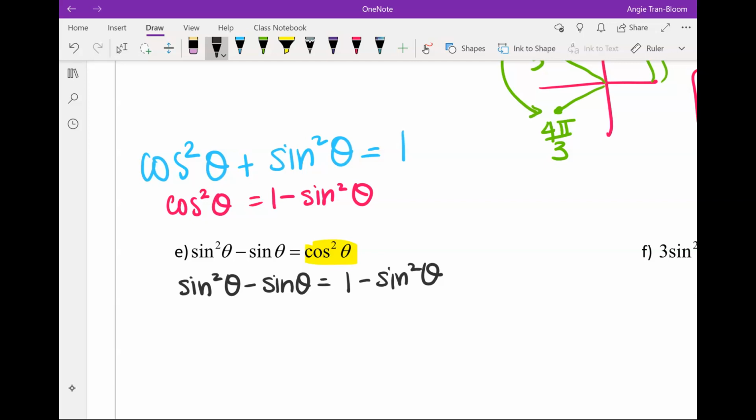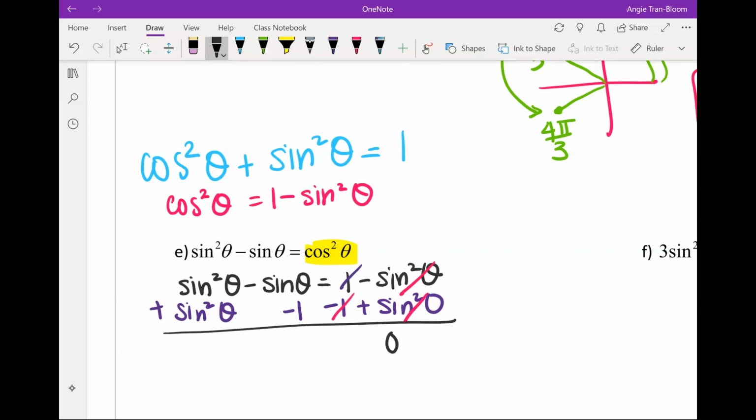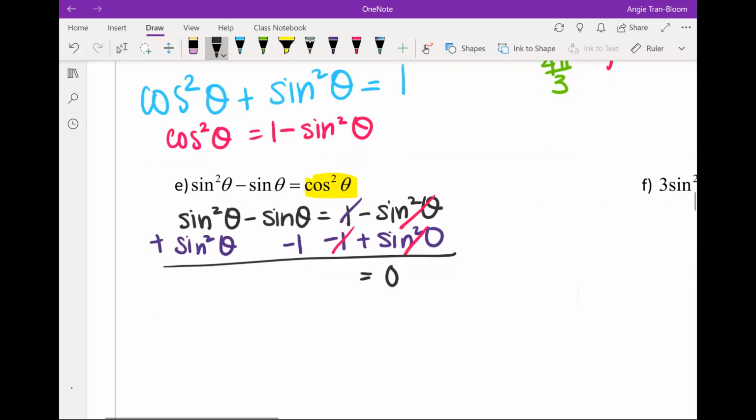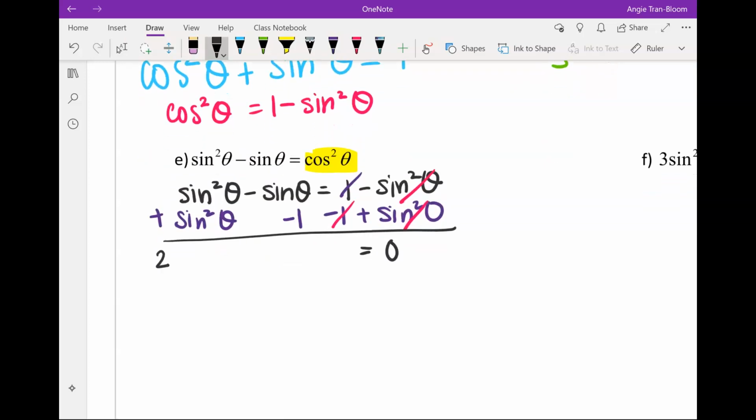Move all of them onto the left side. Yep, move them all and make it equal to 0. So that means I'm going to subtract 1 and add sine squared to make that whole thing 0. Add sine squared, I'm going to line it up with the sine squared on the left. Minus 1, I'm going to minus 1 right there. So that means this right side equals 0. Okay, so 0 equals. How many sine squared do we now have? 2. 2 sine squared of theta minus sine of theta minus 1 equals 0.